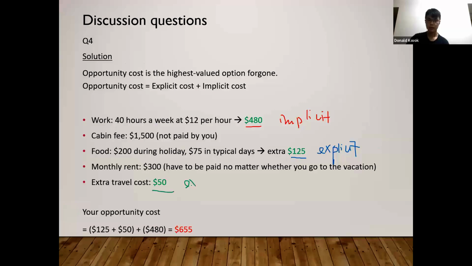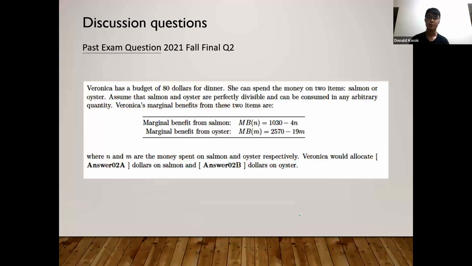Okay. So finally, the answer to this problem is just to sum up all the green highlighted numbers, right? 480 plus 125 plus 50 will be your total opportunity cost of the summer vacation, 655. All right, so that's all for this question, and please take a look at this problem. It is a past exam question.